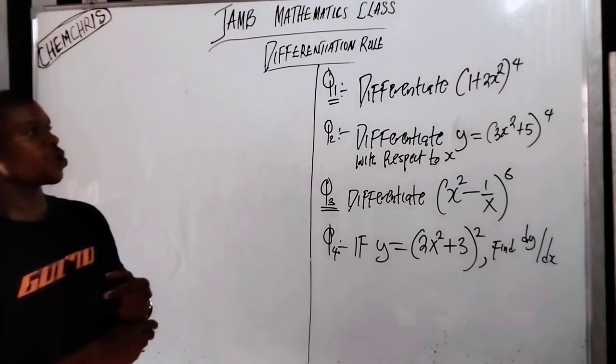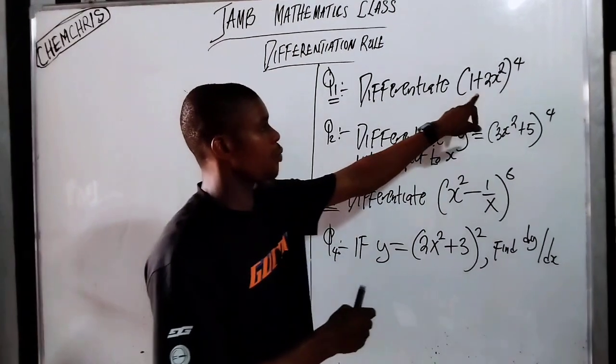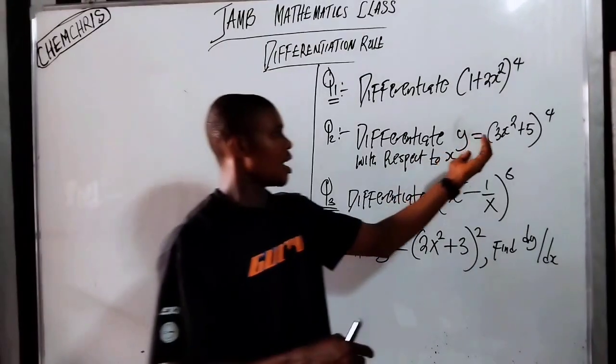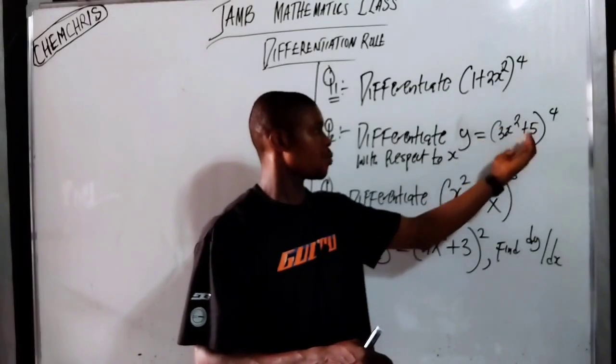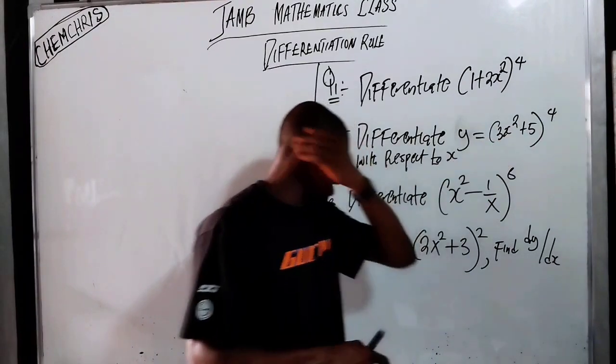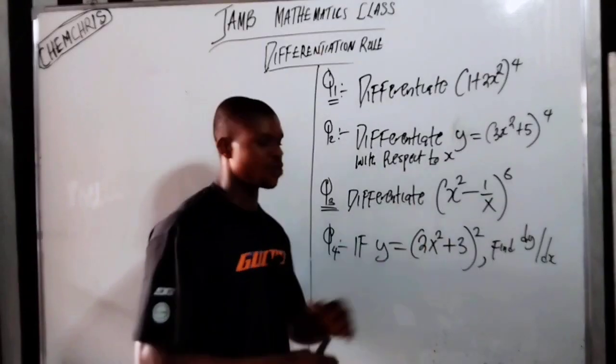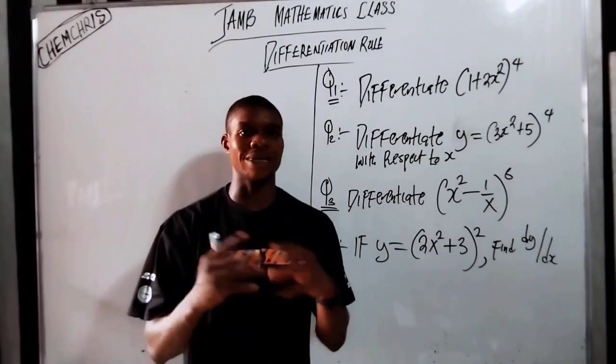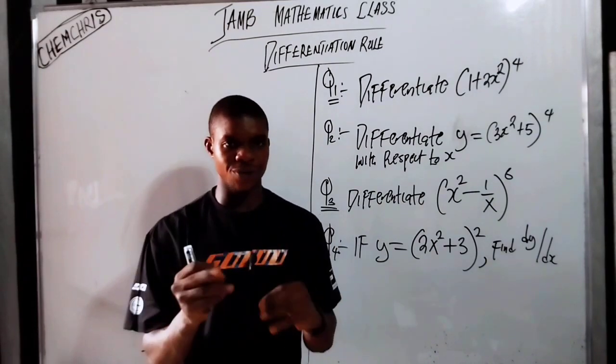So look at the question. It says we should differentiate (1 plus 2x squared) all raised to 4. And we should differentiate (3s squared plus 5) all raised to 4. I believe by the time I finish solving these questions, you should be able to understand the concept of the chain rule.